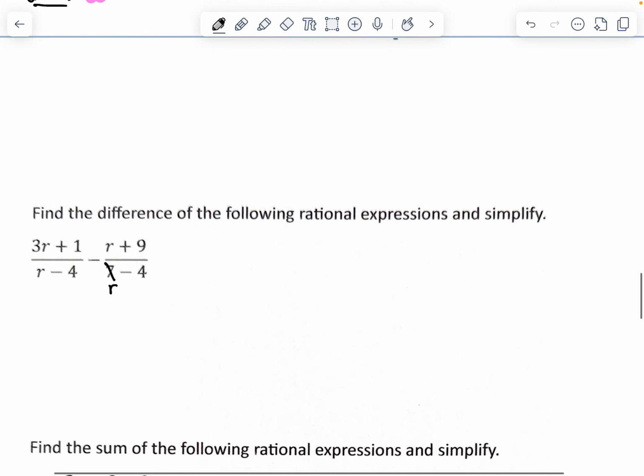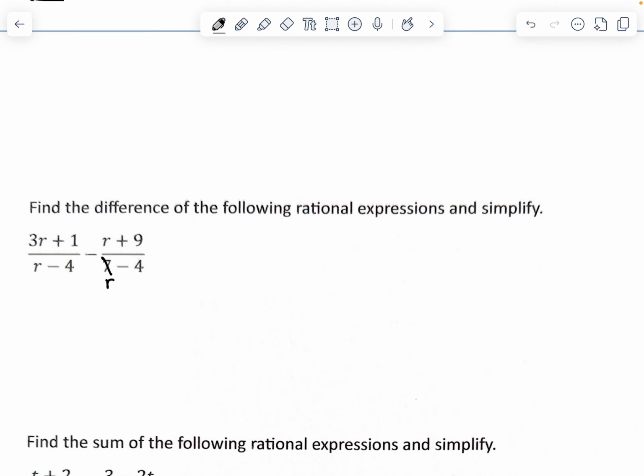So these have a common denominator, so you don't have to worry about changing the denominator. You'll just go ahead and subtract. The denominator is going to stay the same, r minus 4. And then you're going to take the top and just subtract it. And remember, this negative sign goes to both of these. So it's 3r minus r, which would be 2r, and then it's 1 minus 9, which is negative 8.